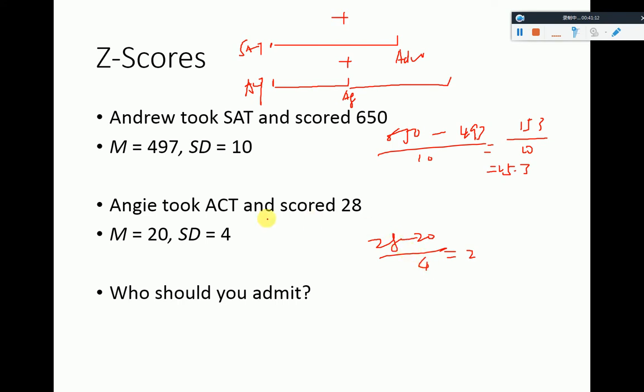All right, so that means Angie's score is above the ACT mean by sort of 2 units of standard deviation, whereas Andrew's score is above the SAT mean by 15.3 standard deviations. Well, obviously, Andrew then is the better student. So you should admit Andrew, okay? Because Andrew is way better than most students taking SAT, whereas Angie is only a little bit better than most people, the average score of ACT. Okay, so Andrew is better applicant if we only consider scores.